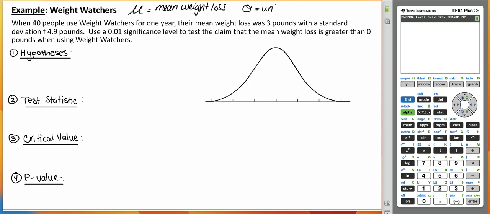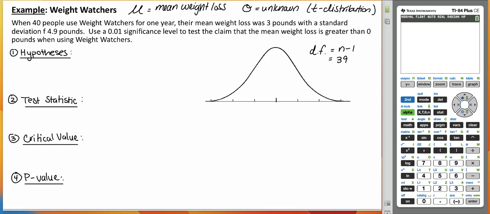So since this is unknown, this is a reminder that we are going to use the t-distribution instead of the normal distribution. So I have a bell-shaped curve below to represent the t-distribution. And this t-distribution is very specific. It's going to be the one for degrees of freedom of size n minus 1. So here our sample size was 40 people. So that's 40 minus 1, or degrees of freedom of 39.